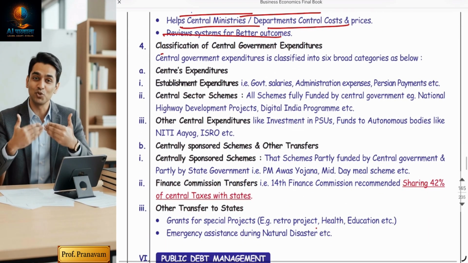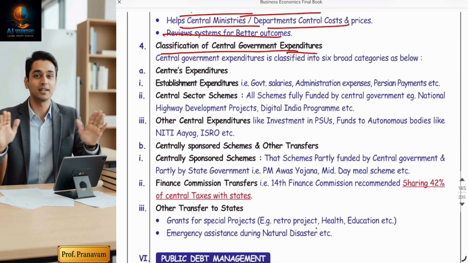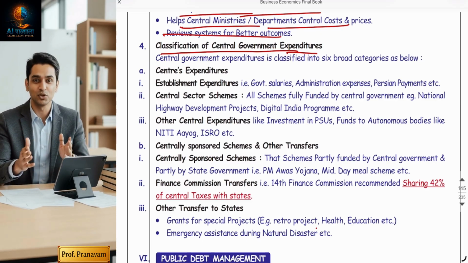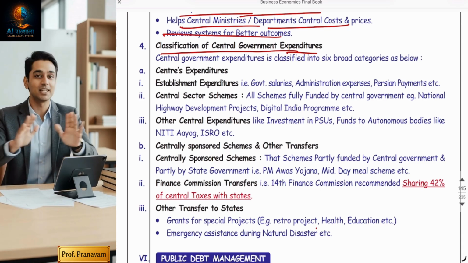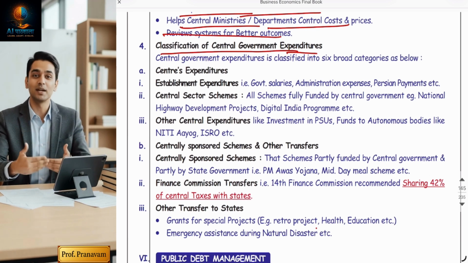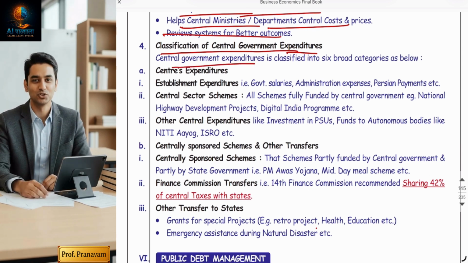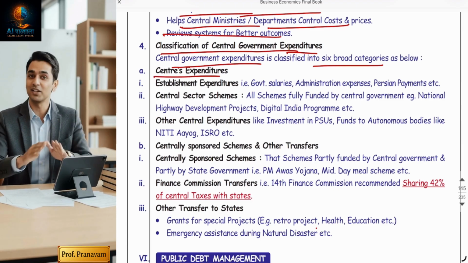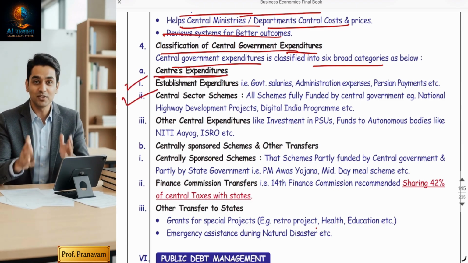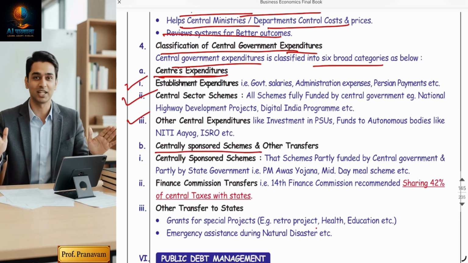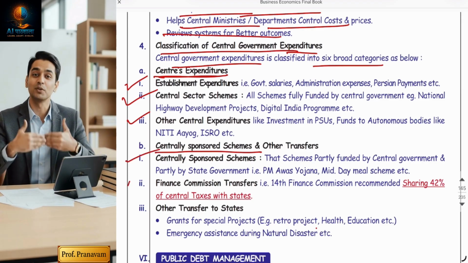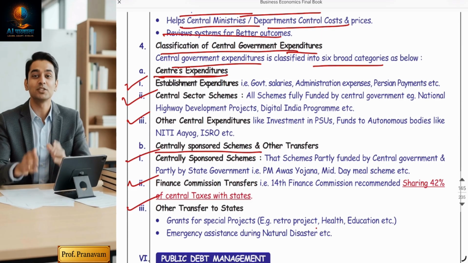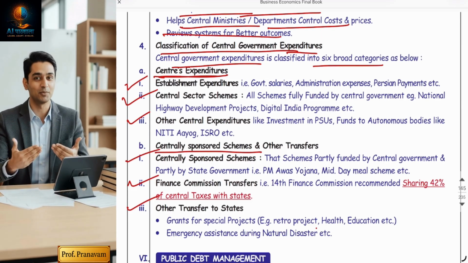Now the fourth point, classification of central government expenditure. Government spends money to run the country, right? Where are they spending? The examples are countless, so let us understand in a broader manner. Central government expenditure is classified into six broad categories. A, the center's expenditure, which has three: establishment expenditure, central sector schemes, and other central expenditure. And B, again three points: centrally sponsored schemes, Finance Commission transfer, and other transfers to the states. These are the six broader categories.